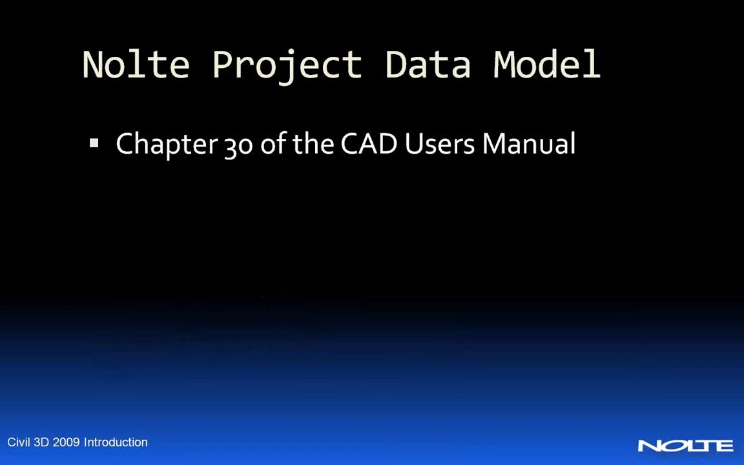The Nolte project data model is what I'm going to talk about next, and this is how we are proposing to break up our drawing files and organize them and name them for working in Civil 3D. Chapter 30 of the Nolte CAD user manual goes into a little more detail on this, explaining all the different files, file names, and what model objects or data should be in each of the files.